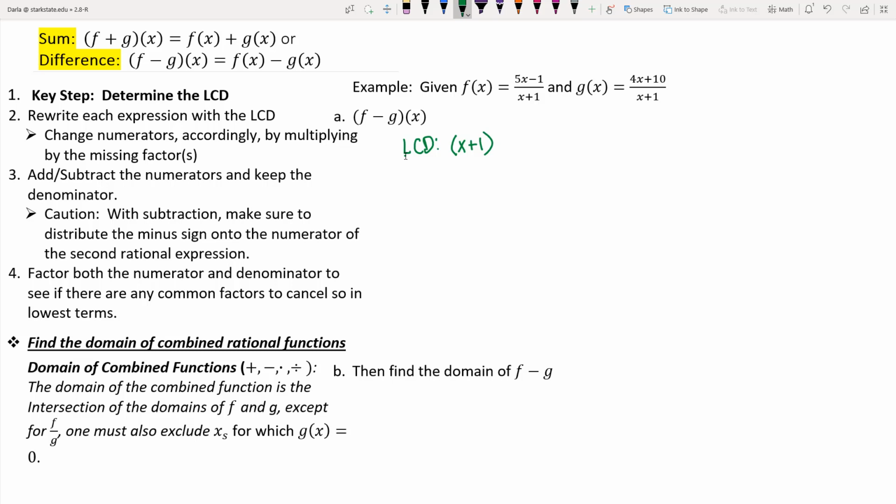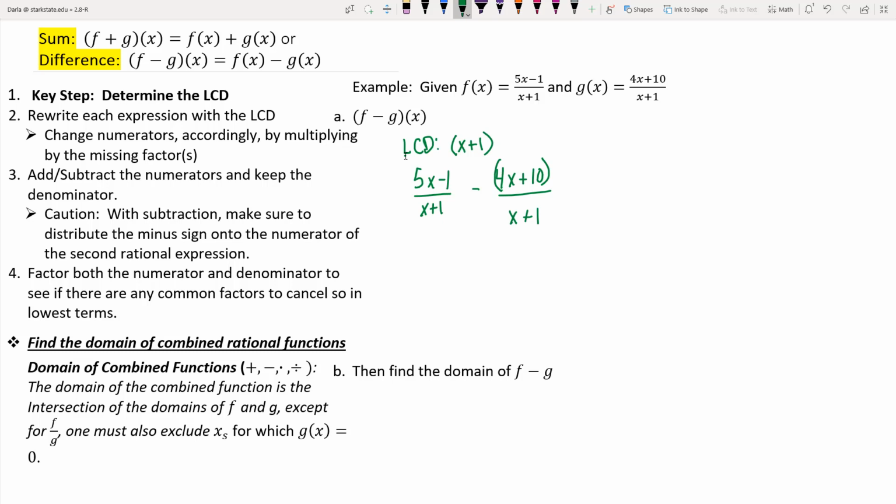Normally, you would rewrite each function with the common denominator, so in this case the x plus 1, and then you would change your numerators accordingly. But there is no change in our numerators. And we do want to subtract because the original problem says to subtract. Whenever you're subtracting two rational expressions, it's really important that you distribute that negative or that subtraction sign over the entire numerator of that second fraction.